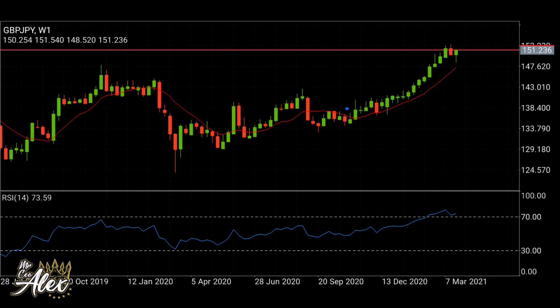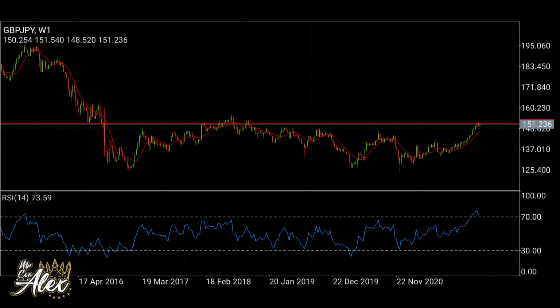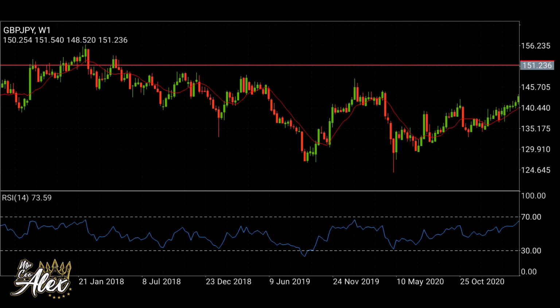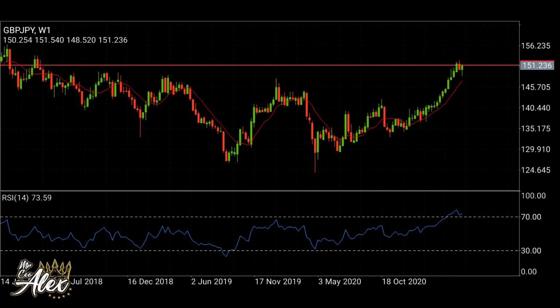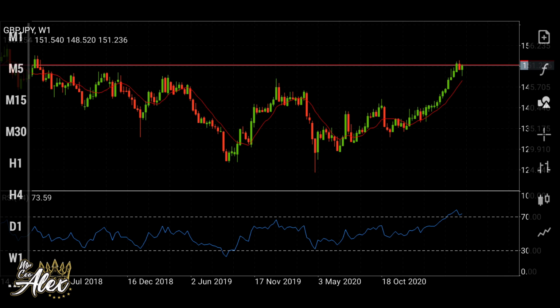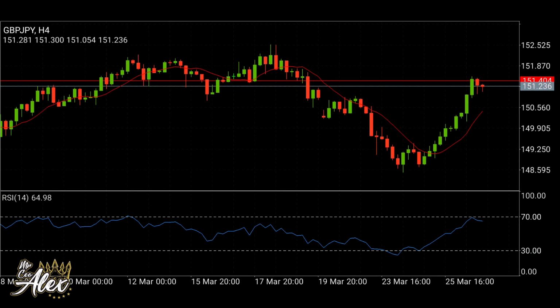It's just been in this trend line for quite some time. So I'm looking to go bearish on this pattern, on this pair. As you can see, 151 is the area that I'm looking to initiate a sell. What I would do is to probably go on the 4-hour time frame, right?